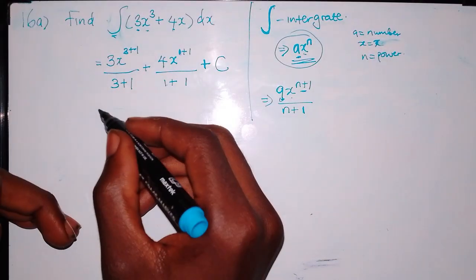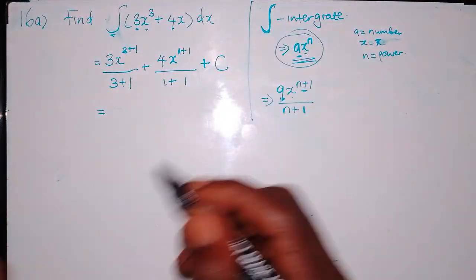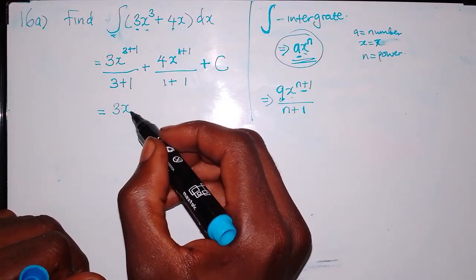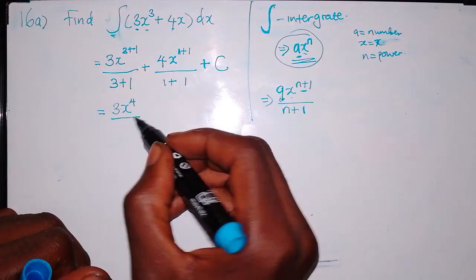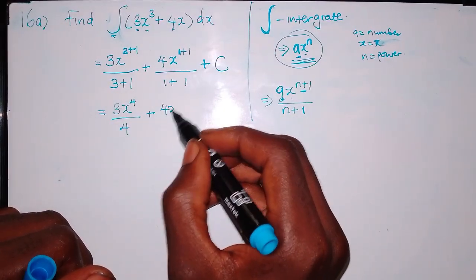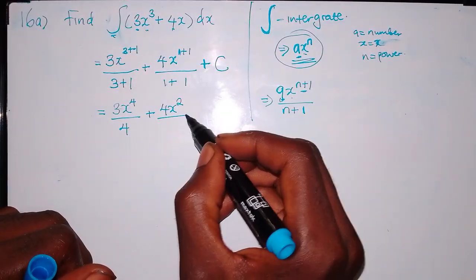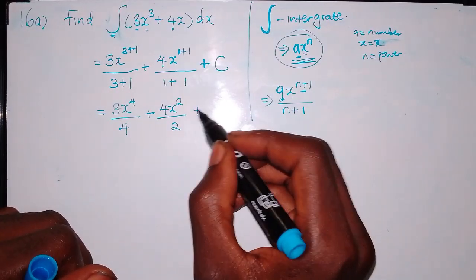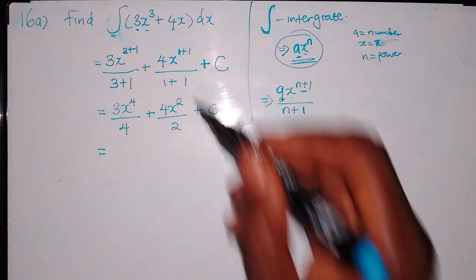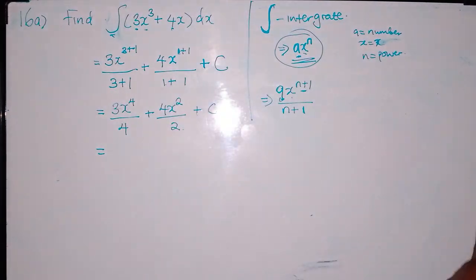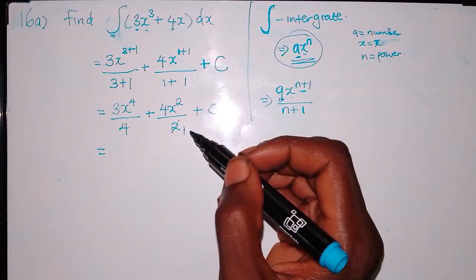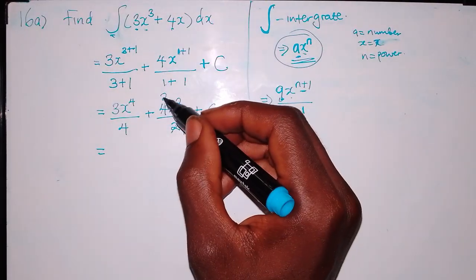Now that we have reached this stage, you can add the power. So you have 3x to the power 4 divided by 4 plus 4x to the power 2 divided by 2 plus c. When you reach here, you know that 2 can go into 4. So now you can divide. 2 into 2, it's 1. 2 into 4, it's 2.